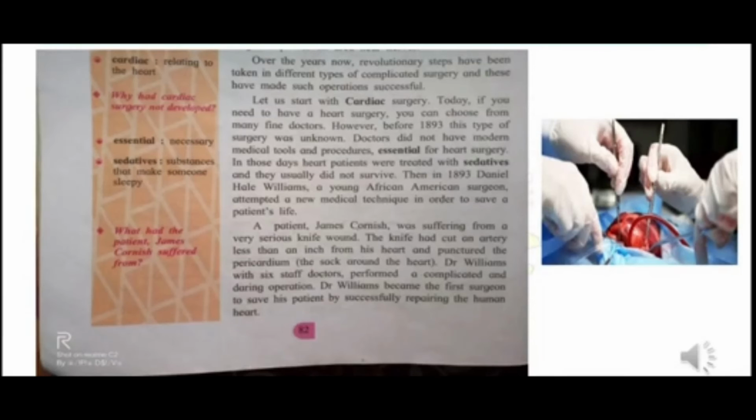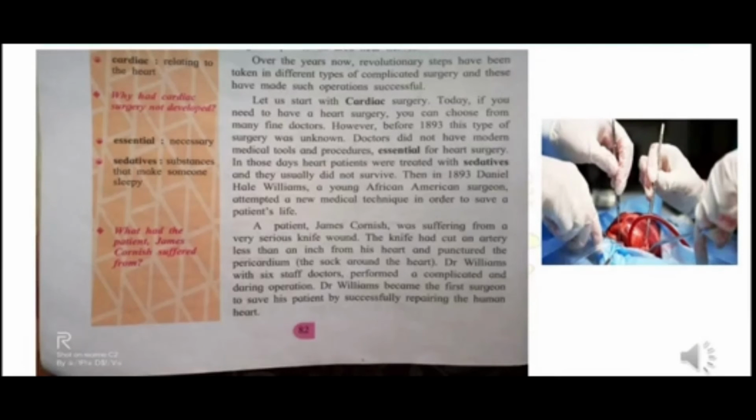In those days, heart patients were treated with sedatives. Sedatives are substances that make someone sleep. And they usually did not survive. Even though they gave this treatment with sedatives, most of the patients did not survive during those times.